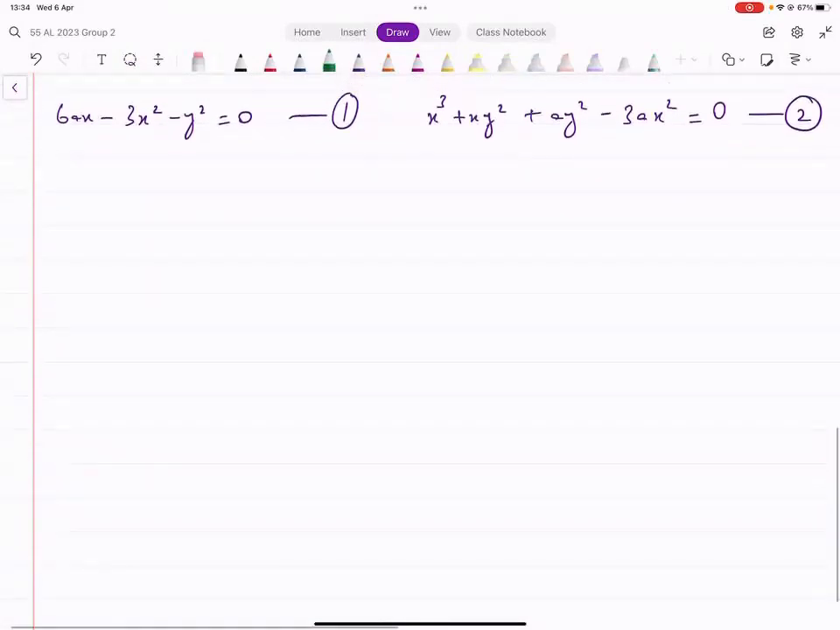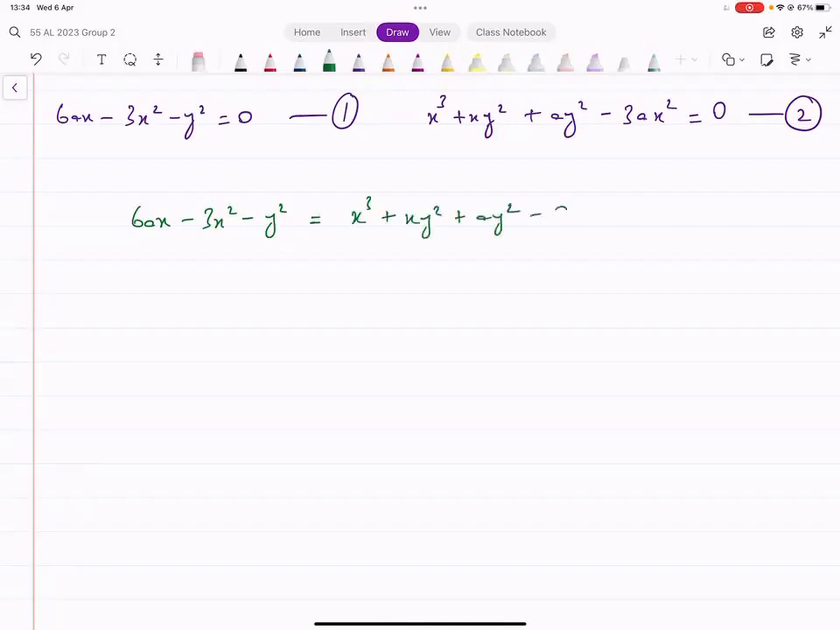Okay. So that's a good point. They're both equal to 0. Can't you just equate them? 6ax minus 3x square minus y square equals x cubed plus xy square plus ay square minus 3x square, right? Which is correct, but not helpful. What do we do after this?